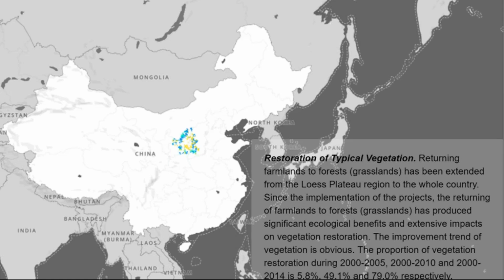As is shown in this picture, the improvement trend of vegetation is obvious, and the proportion of the vegetation restoration during 2000-2015 is 79%. Next page, please.